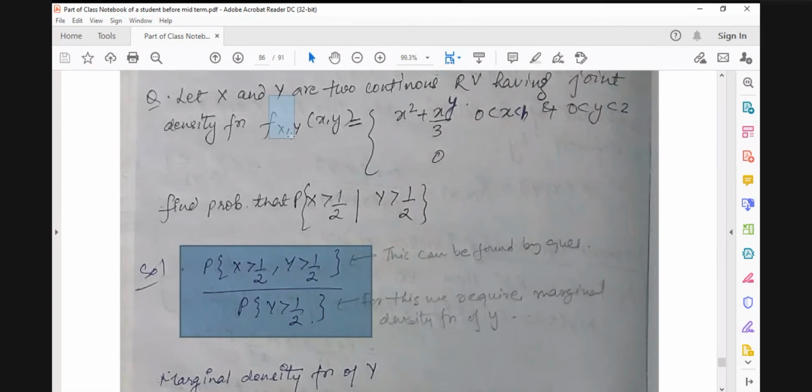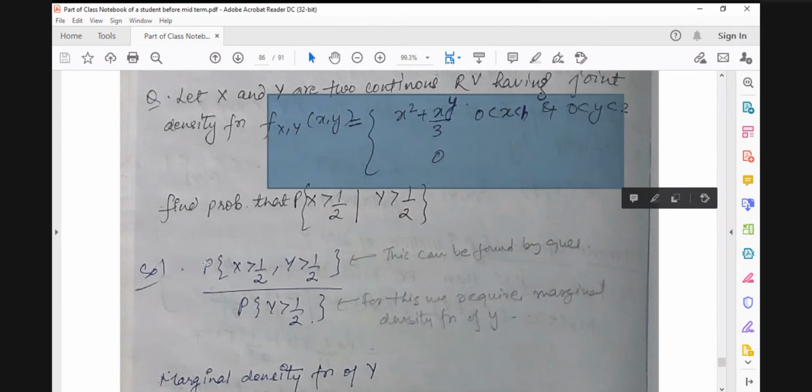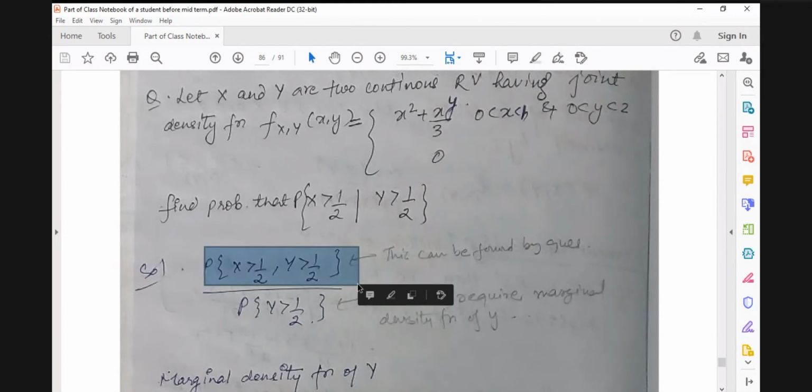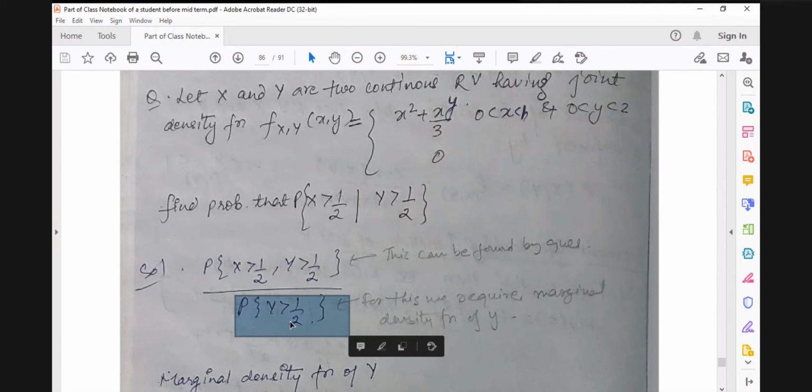So here we are having this joint probability density function of X and Y, so we can easily calculate this one. But what about this one? Because we are not having the marginal density function of the random variable Y. So we have to first calculate its marginal density function of Y.